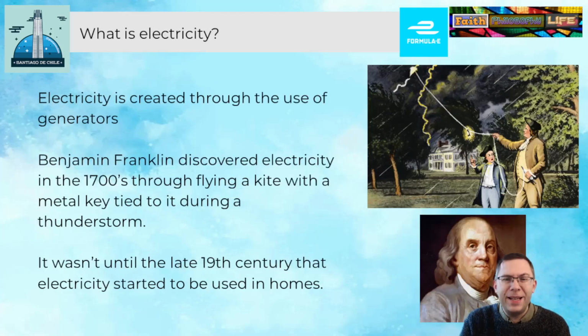So what is electricity though? We've talked about forms of electricity, but what is it? Well, it's used through generators. That's how it's created.